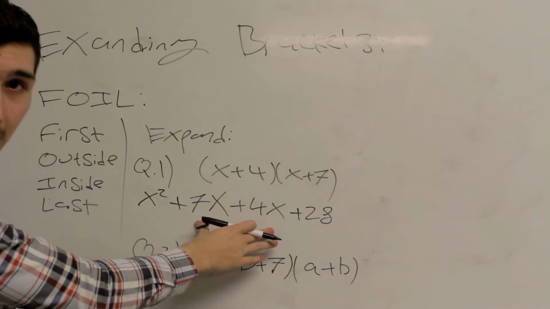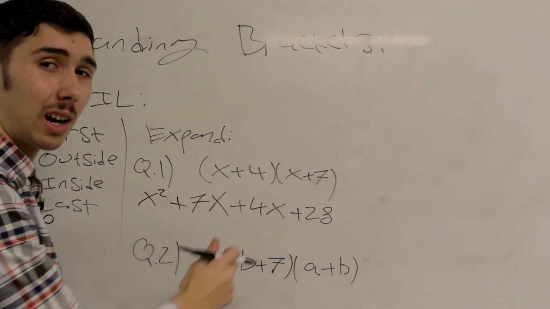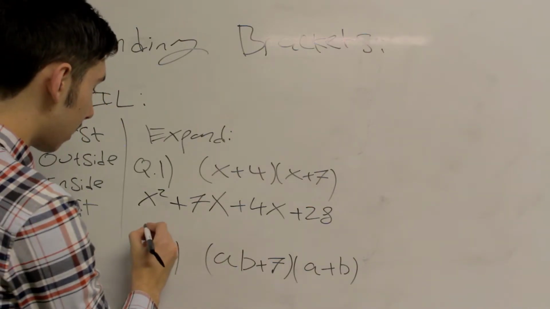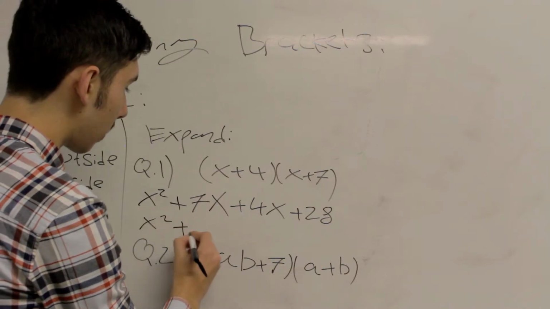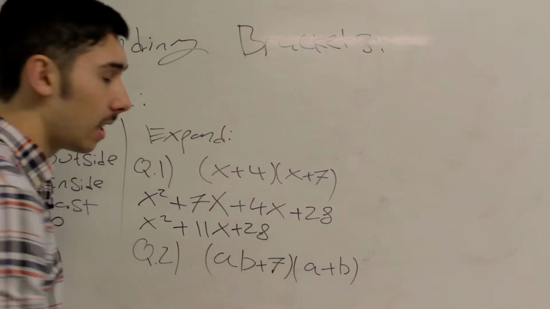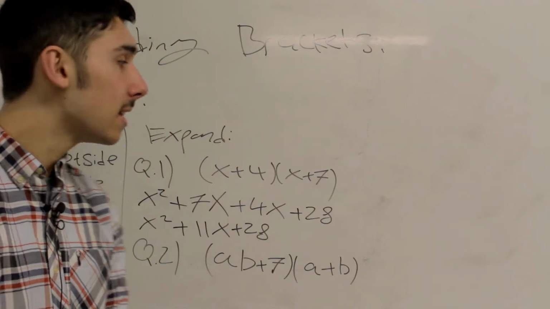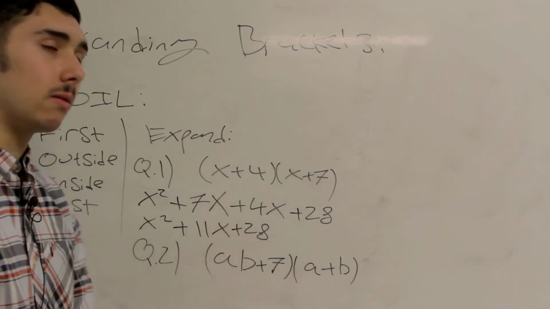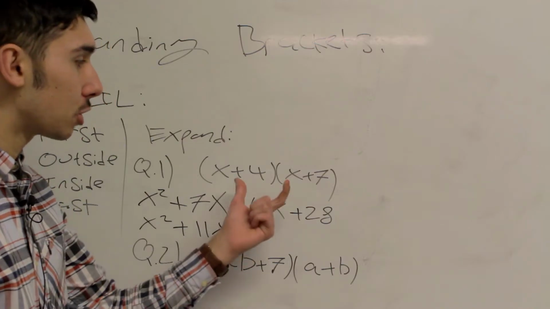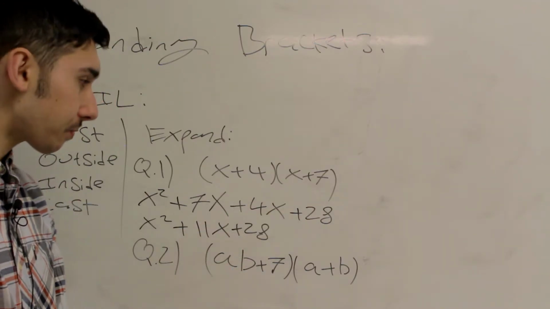So this is a valid answer. However, we can simplify, can't we? Because we've got a 7x and a 4x. 7x plus 4x is equal to 11x. So our answer is x squared plus 11x plus 28. X squared plus 11x plus 28 is mathematically identical to this here, x plus 4 times x plus 7. They're the same thing. This is the factorized version. This is the expanded version.